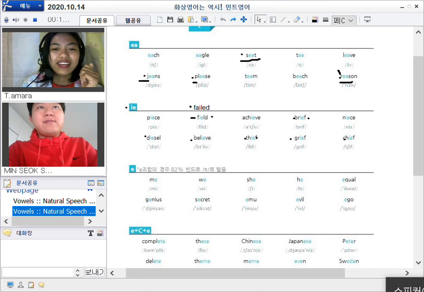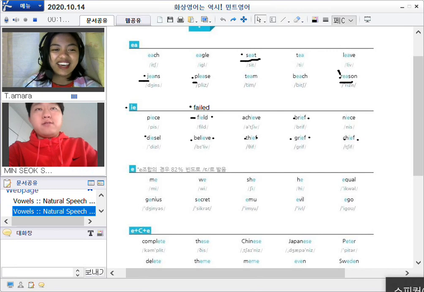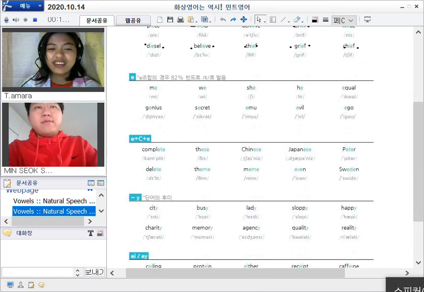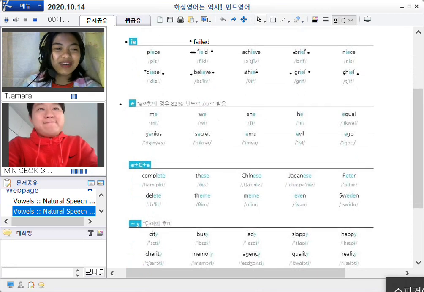Okay, and then thief. Thief. Grief. One more time, grief. Grief. And then chief. Chief. Okay, and then for this one, believe. Believe. And then this one, diesel. Diesel. Okay, good job. Any questions here? No question. Okay, let's move on to the next one then.